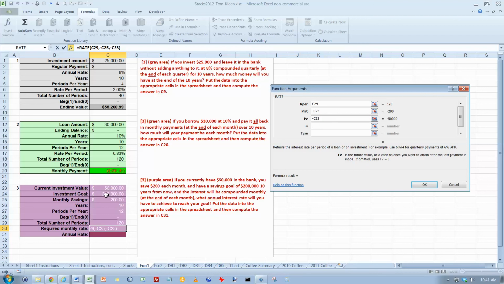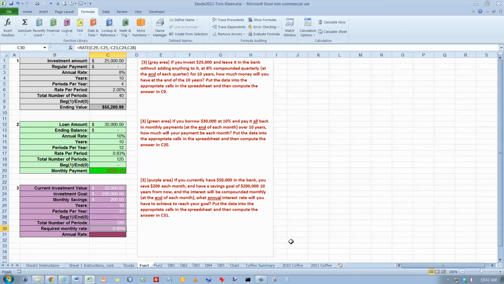50,000. Future value is our goal. And the type is going to be right here. Click on OK. And that's going to be our monthly rate, but we want the annual rate. So this looks like it's going to be kind of a high rate. Equals this times the number of periods per year. The annual rate would have to be 11.4% in order for us to reach that goal.